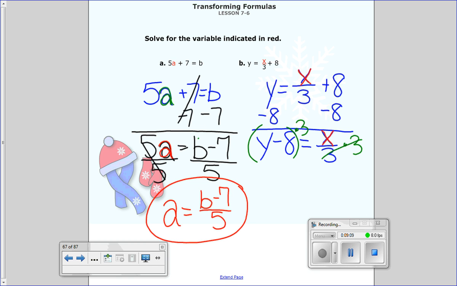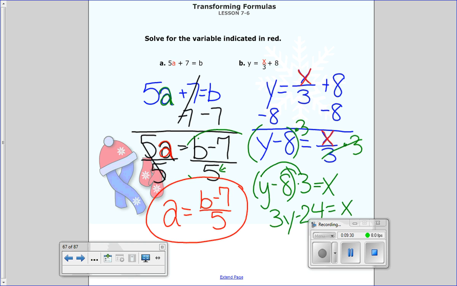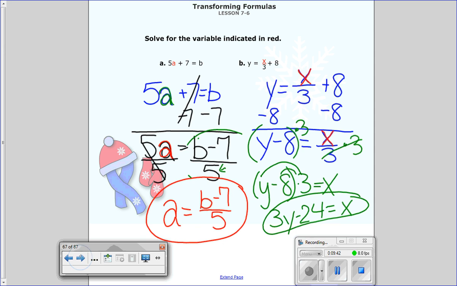And what's really important to recognize, and this is where people make a mistake, is everything on this side is actually getting multiplied by 3. Just like in A, everything on this one got divided by 5, both B and 7. Here, everything gets multiplied by 3. So we really have, if I do the distributive property, 3y minus 24 is the same as x. So you need to watch for those sort of problems because, again, if they have some term on the other side and they divide it, make sure you multiply everything by that number.